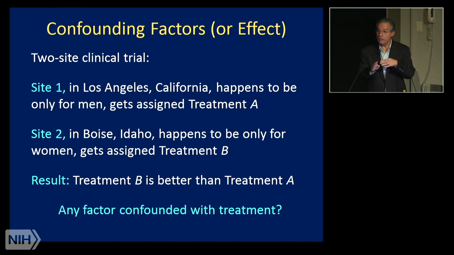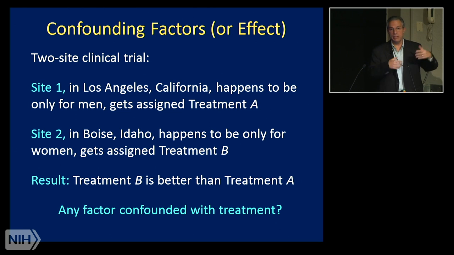So that's a confounding. Location and treatment are going together. You can't separate their effect. And the third one, a little bit trickier, is the site effect, the staff of the clinic. It could happen that the staff and the clinicians in Boise, Idaho are better trained, better educated, less turnover, and in Los Angeles, for whatever reason, big turnover, they're young, they're not experienced. So the site effect and treatment are confounded. We want to avoid that.